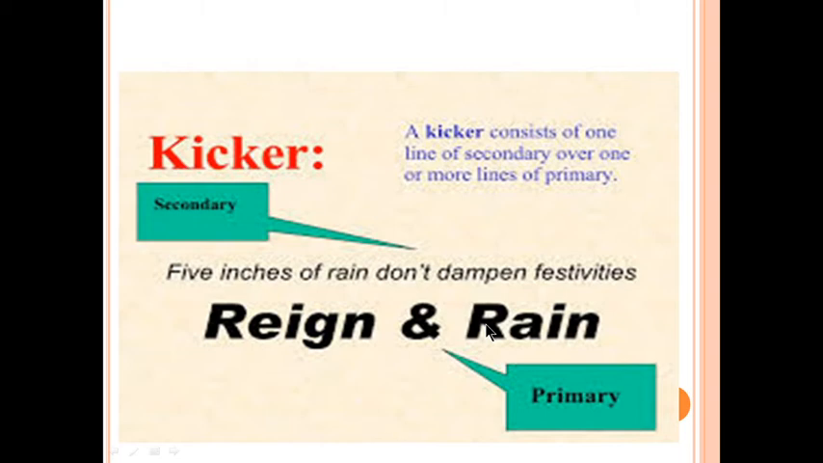Primary, secondary, you know the meaning of these words. Secondary means something which supports the primary. So here, rain and rain, and this "5 inches of rain don't dampen festivities" is the secondary line.